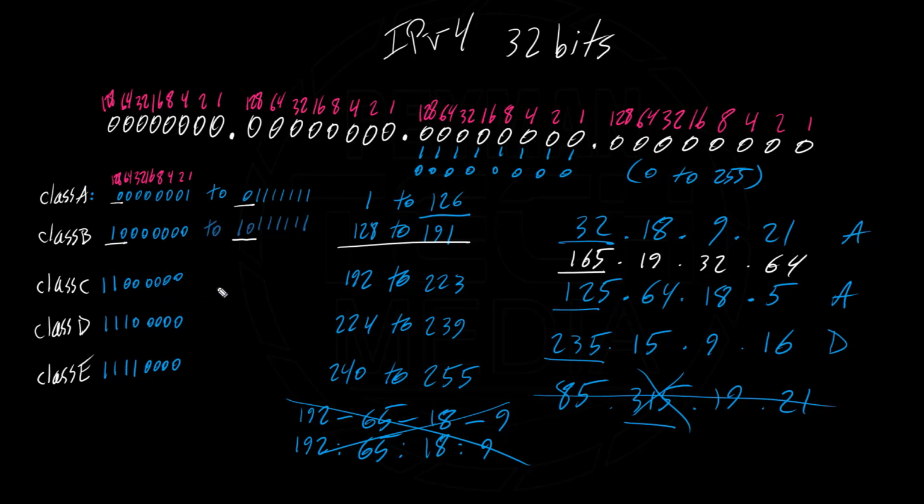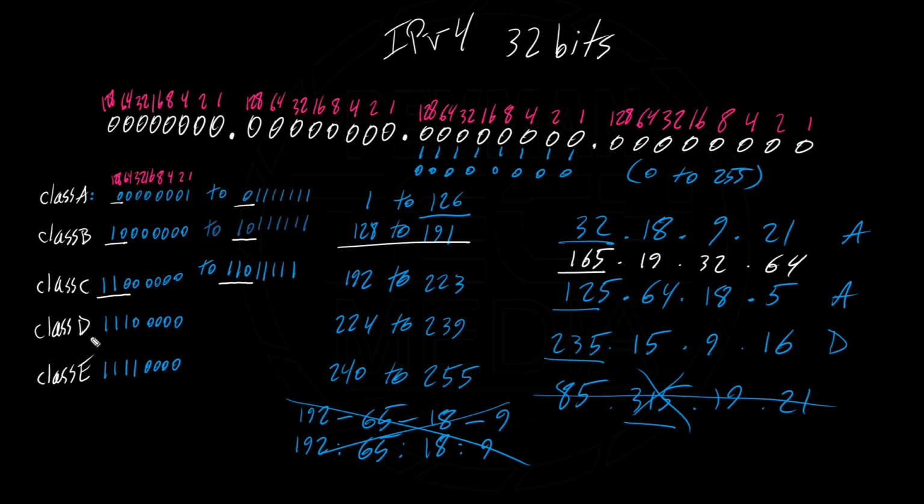And looking at class C, always the first 3, very good, you guessed it right, 110. So always the first 3 bits are 110. How do we know? Because when we convert 223 decimal to binary, this is the binary for 223.